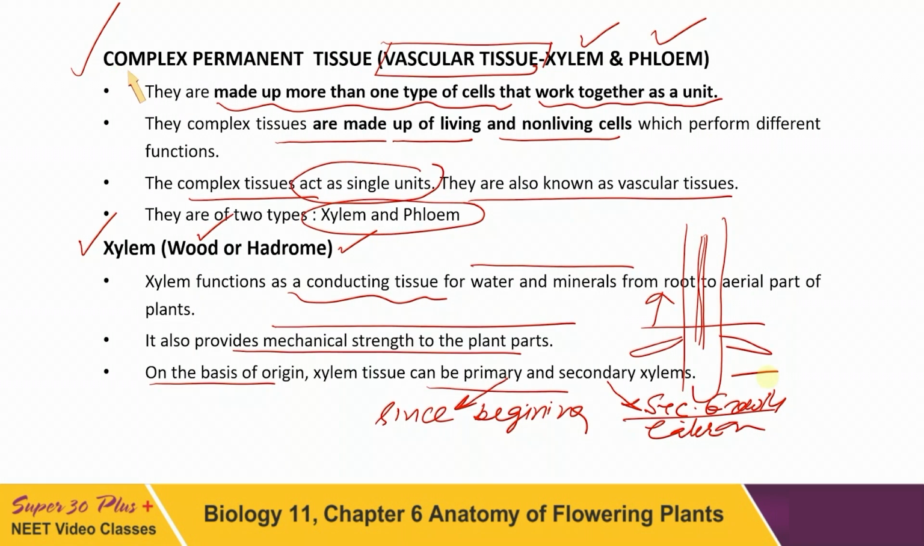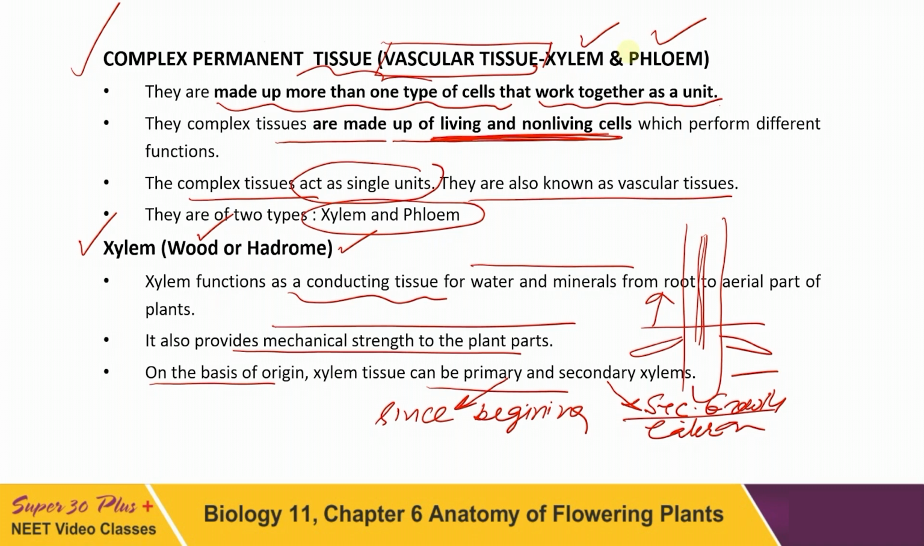Okay, come to the next now. Complex tissue. Can you repeat? Made up of more than one type of cells. They work together as a unit. Complex tissue is made up of living as well as non-living cells, important one. Complex tissue acts as a unit. Vascular tissue, that is xylem and phloem, are examples of complex permanent tissue.